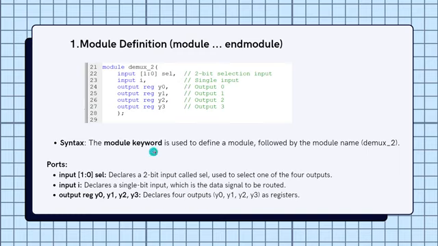The syntax starts with the module keyword, which is used to define a module, followed by the module name demux2. Now I have defined the ports: input [1:0] select, a 2-bit input used to select one of the four outputs; input I, the data signal to be routed; and outputs Y0, Y1, Y2, Y3. Here the only new keyword is module.